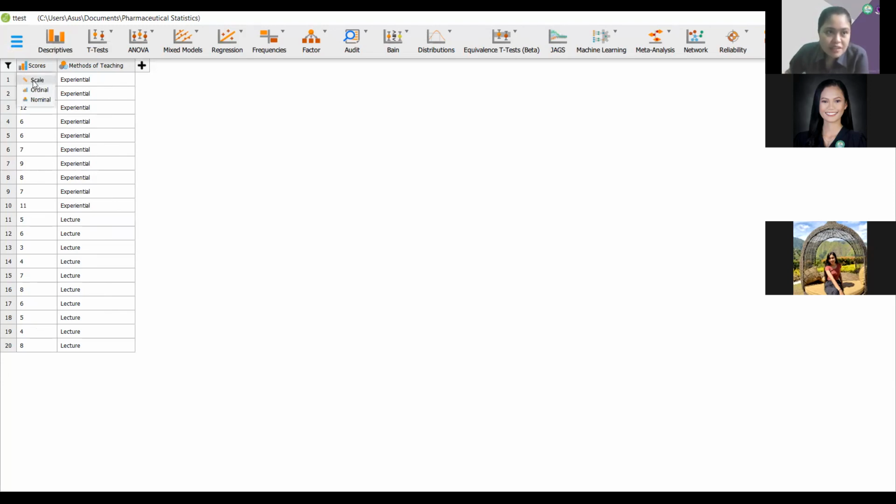So in this case, what is written here? Ordinal. So I will change this one to scale, since these are real numbers. These are their scores in performance, so it is not ordinal. I changed it because earlier its symbol looked like a histogram or bar chart, so that was ordinal. And then this is scale. And for methods of teaching, this is already correct. This is nominal since it is by category.